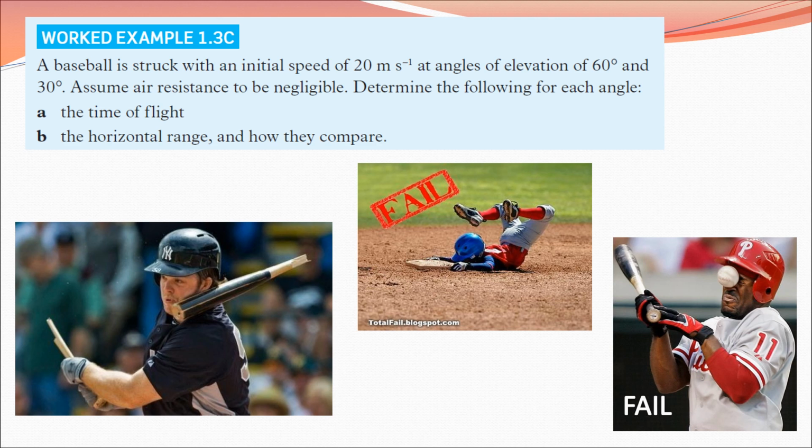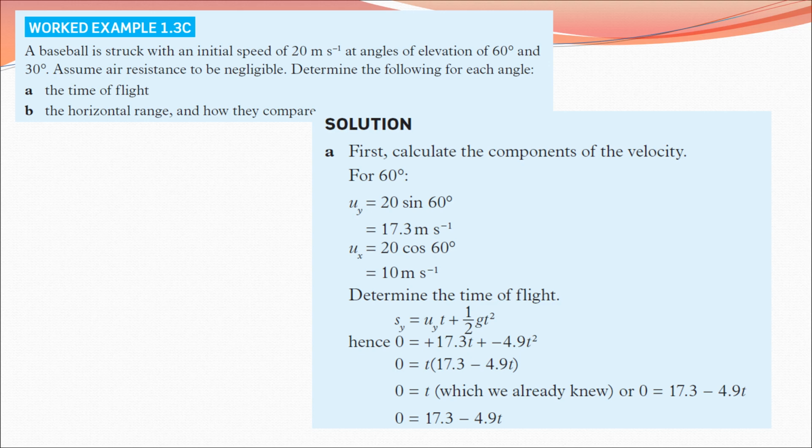Okay, we have a ball struck at 20 meters a second, pretty fast, at 60 and 30 degrees. And we know that 60 plus 30 equals 90 degrees, so they're complementary angles. So we'd expect similar results here. Time of flight and the horizontal range: how do we work those out? Calculate the components. So we've got the vertical component there and the horizontal component there. Its initial speed is 17.3 meters a second vertically and 10 meters a second horizontally.